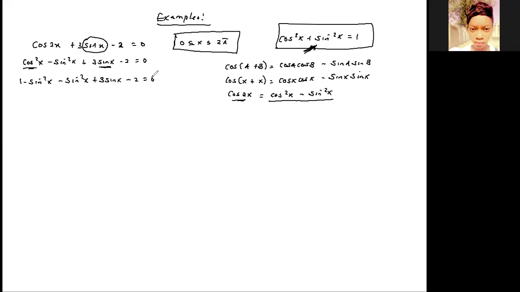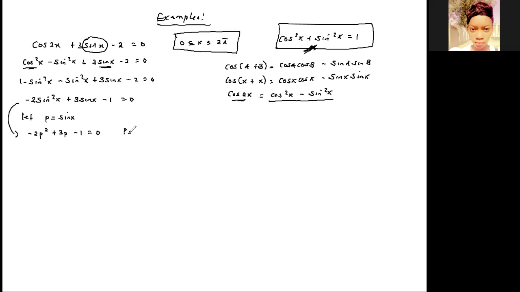Now, negative sine squared x and negative sine squared x are both squared and negative, so they will add. I'll get negative 2 sine squared x, then plus 3 sine x, minus 1 minus 2, I'll get negative 1, is equal to 0. Now, this has become a quadratic. If I want, I let p be sine x, so that from here, I'm dealing with negative 2p squared plus 3p minus 1 is 0. So that it's now a quadratic.